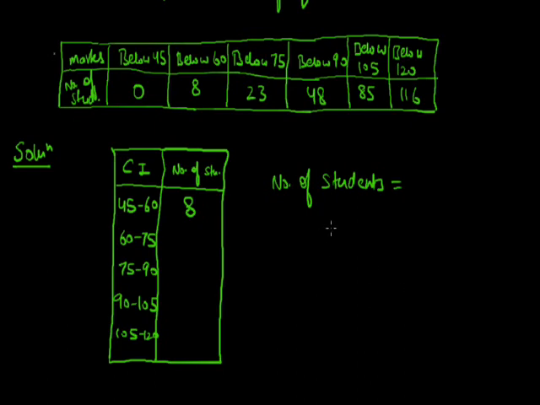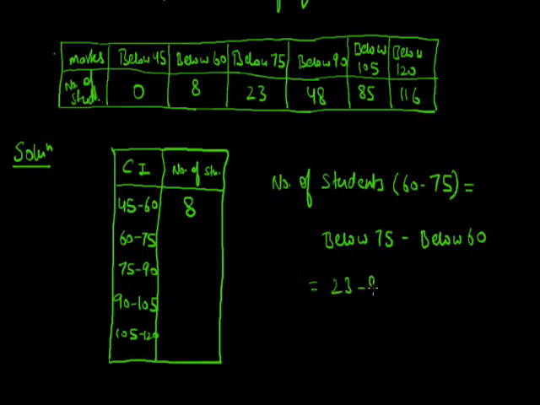So that means if you need to find the number of students in the class interval 60 to 75, what we need to do is take the number of students below 75 and subtract the number of students below 60. So it means 23 minus 8. So we'll get the number of students between 60 to 75, that is 15. So between 60 to 75 is 15.